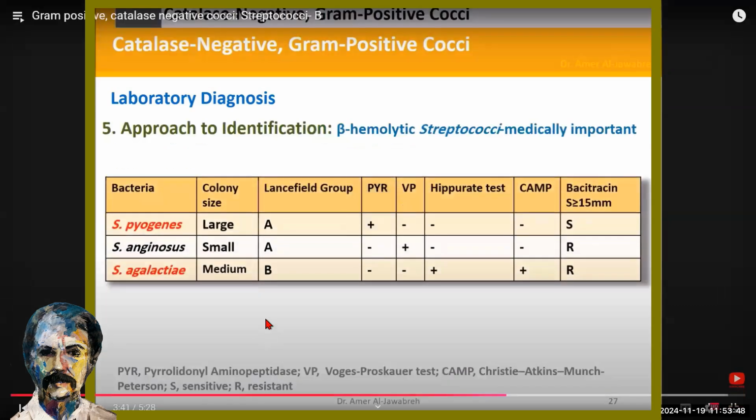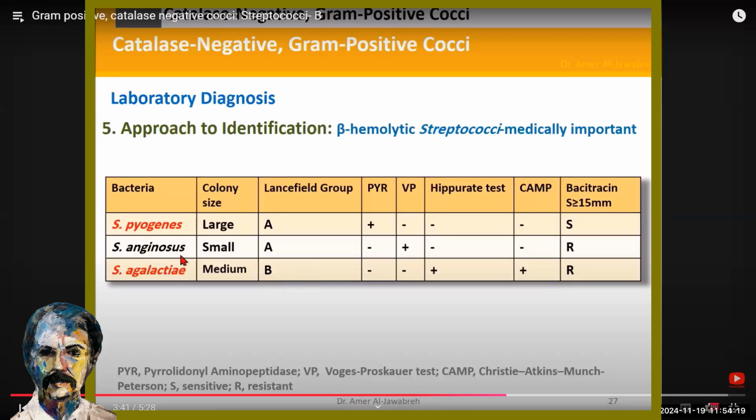If you look here, these are the tables. They are in the book. And from these tables, some of them have tests which we made and tests that are commonly used and employed in the lab, and tests that are only for research or for reference labs. If you see here, S. pyogenes and agalactiae, colony size, large, medium, it's all pinpointed. Maybe it's just relatively. Lancefield grouping, this is A and this is A and this is B.